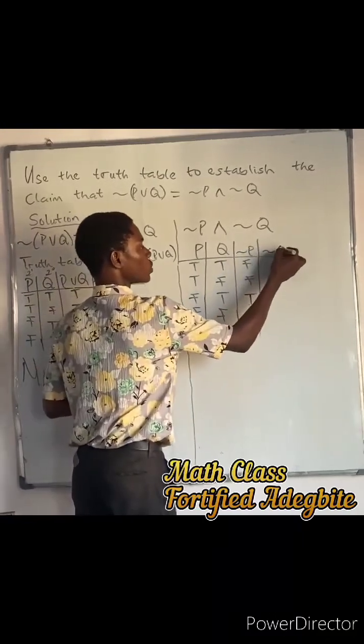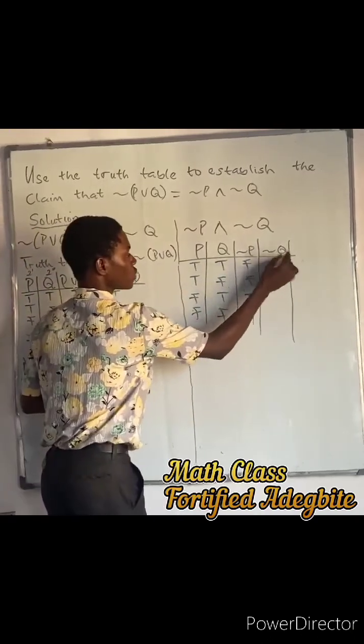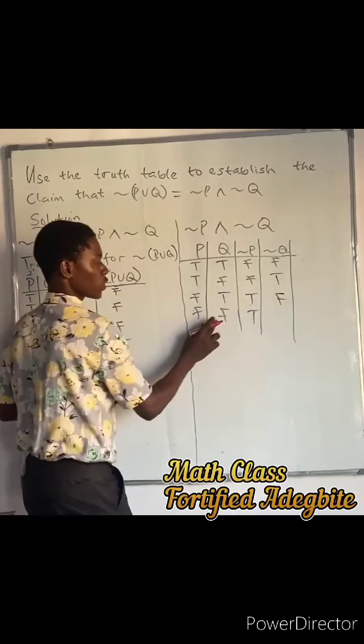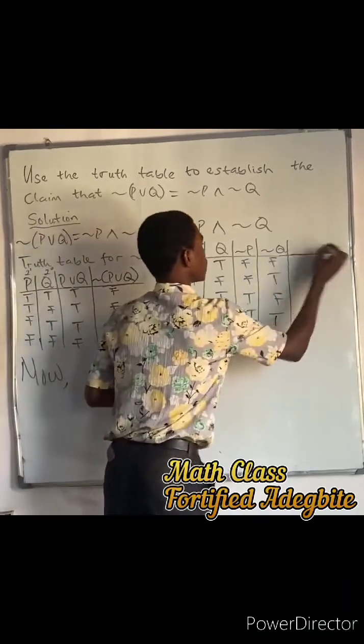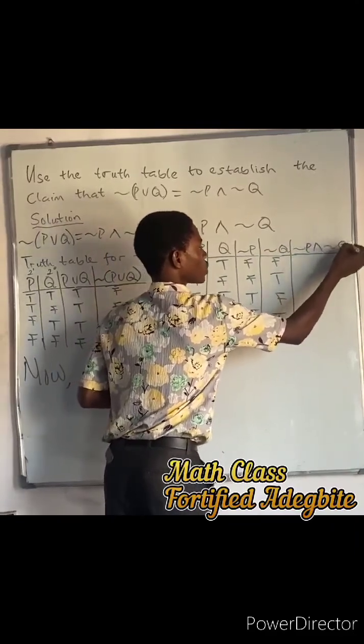Then not Q. If it is not truth, it will be false. If it is not false, it will be truth. If it is not truth, it will be false. If it is not false, it will be truth. Good. Now, we have everything: not P and not Q.